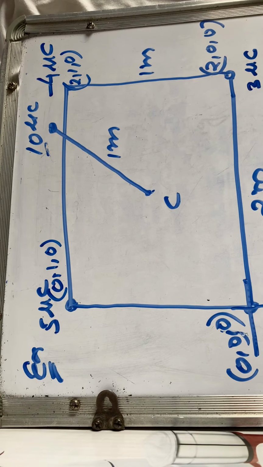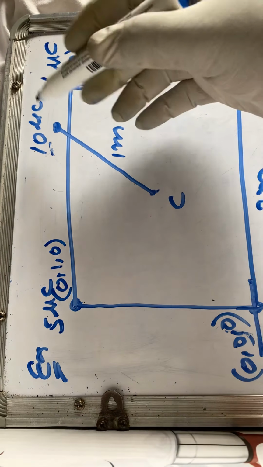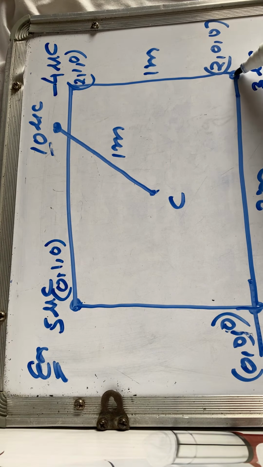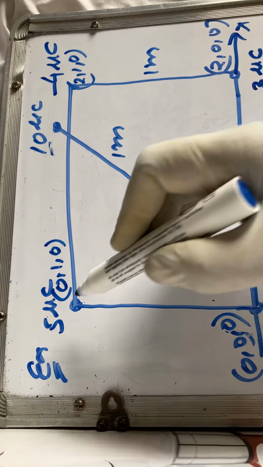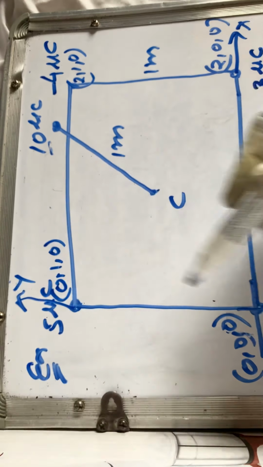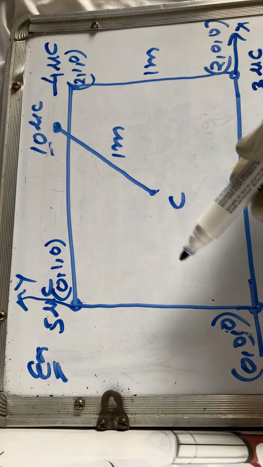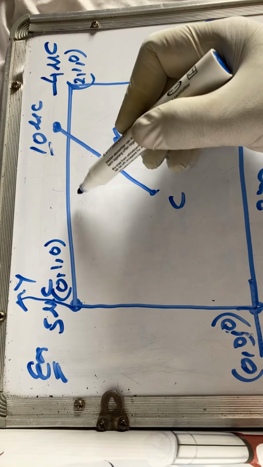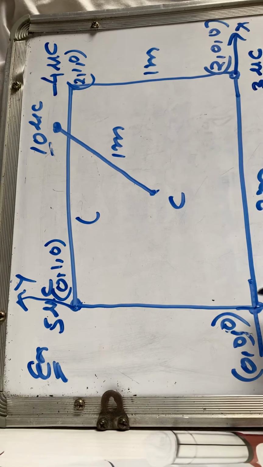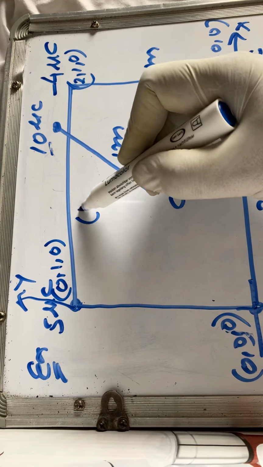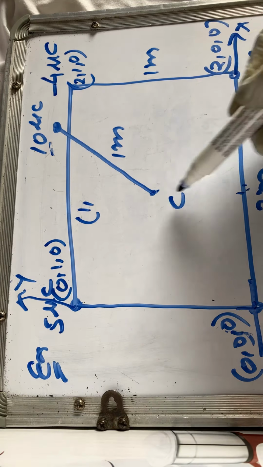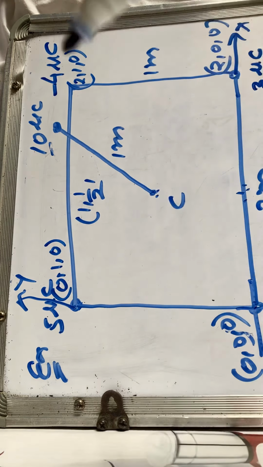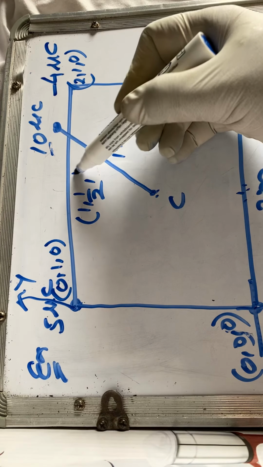And the interesting thing is the coordinates of the 10 microcoulomb charge. You can see I have taken this as the x-axis, this as the y-axis, and I'm taking out of the board as the z-axis. So the coordinate of the 10 microcoulomb charge would be, this is 1 x coordinate, then this is the y coordinate, it would be half, and perpendicularly that's the z coordinate, and that would be 1.